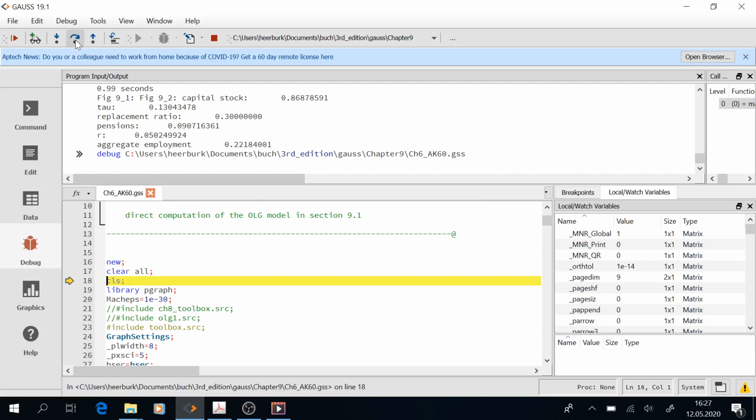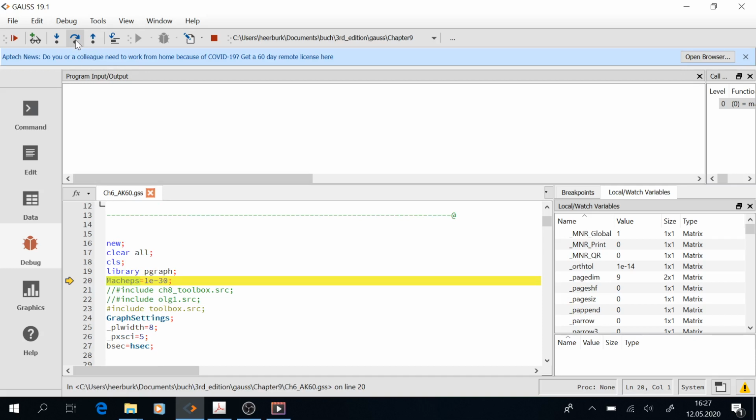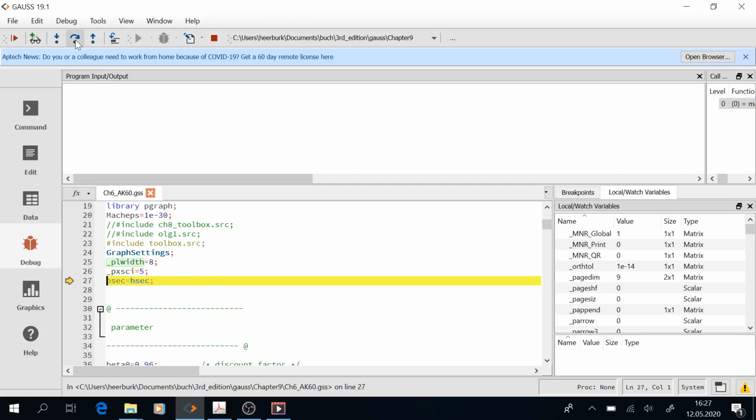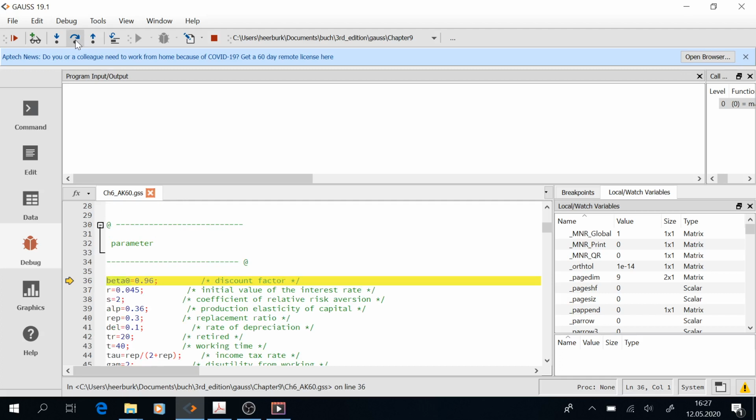So we clear the memory, we clear the screen, we introduce a small constant for the accuracy of our nonlinear equation solver, and we initialize the measurement of time for the computational time by the variable bsec. Here you find the calibration of our model in the first part. For the discount rate, we use beta0 equal to 0.96. Notice that the name of the variable beta0 is different from beta because beta is a reserved name in Gauss for a particular function.